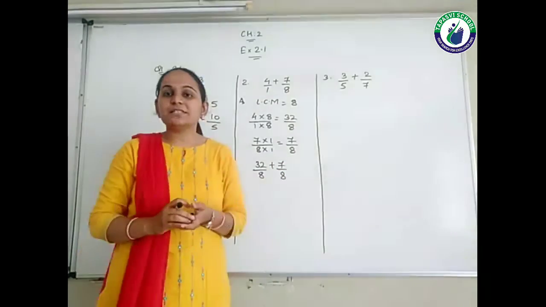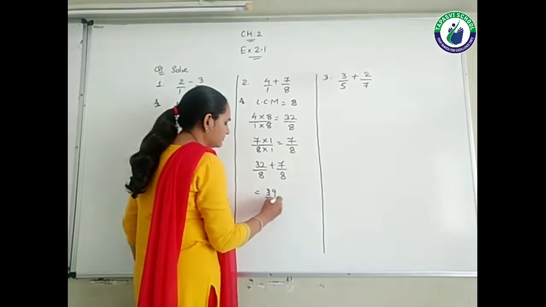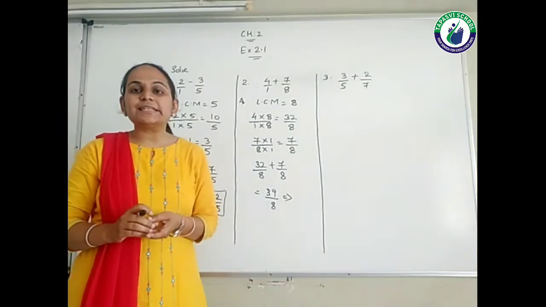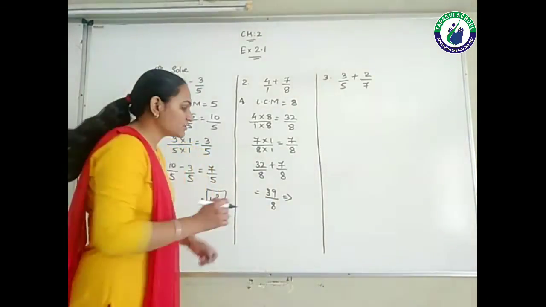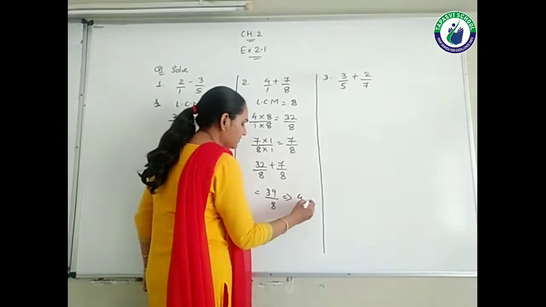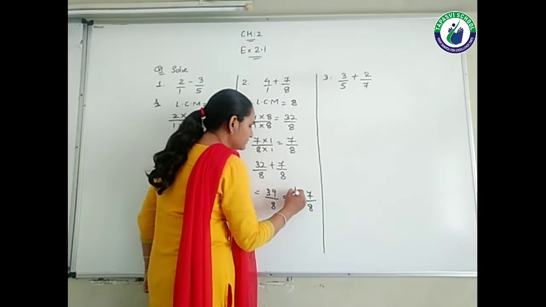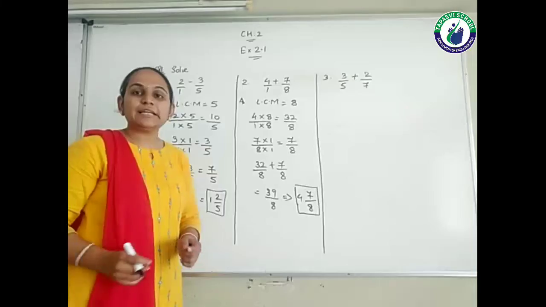So 32 plus 7, we are having 39. Now this is an improper fraction. The reason is your numerator is greater than your denominator. So we will convert this into a mixed fraction. So 4 8s are 32 plus 7, 32. Is it clear students?